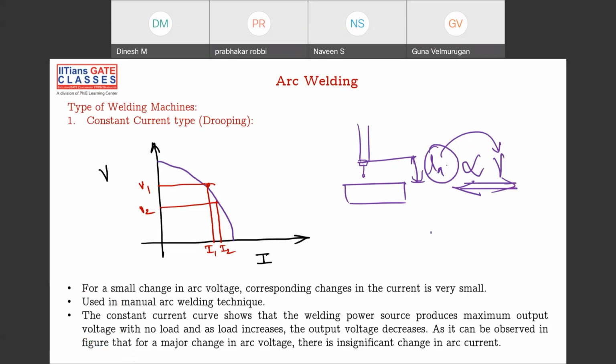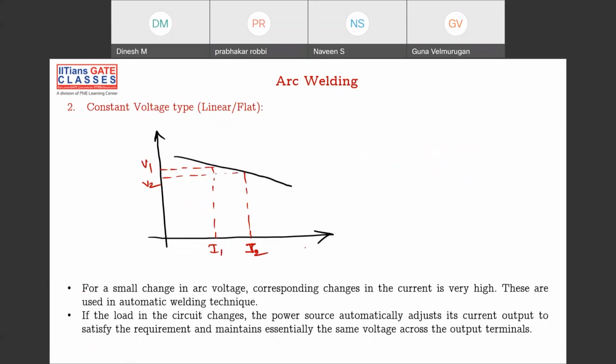Now the other one is the constant voltage type, and this kind of setting can be used for automatic welding. Why? Because hardly any voltage difference is seen. A very, very small change in voltage and a little bigger change in current is put. Current change can be easily taken care of because current is directly supplied by the machine, right? The voltage difference here is nothing.